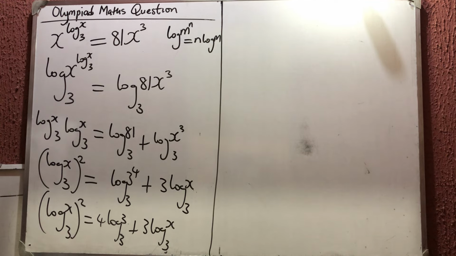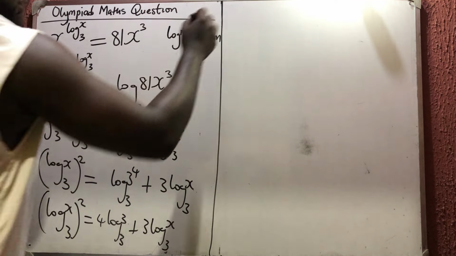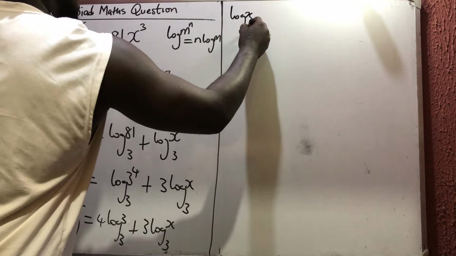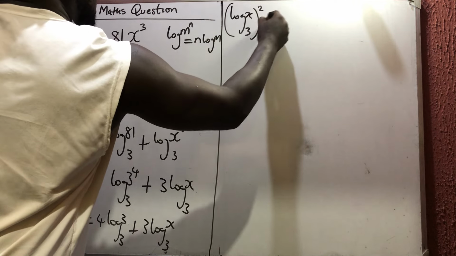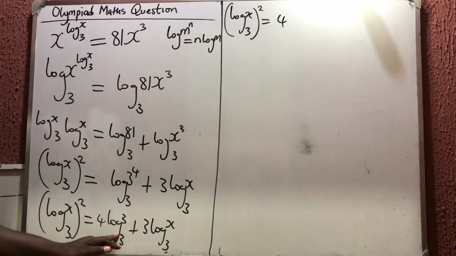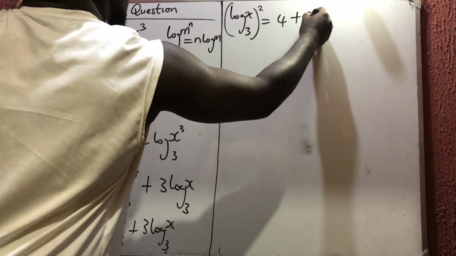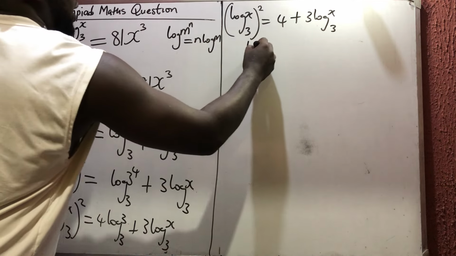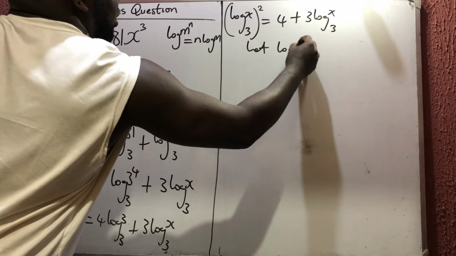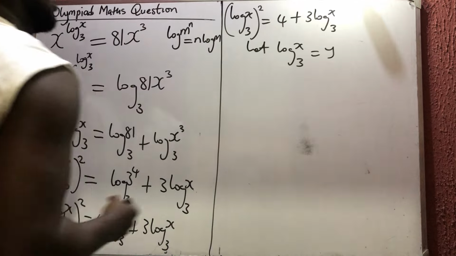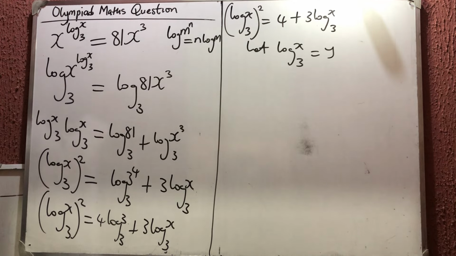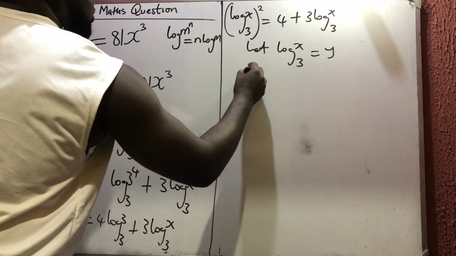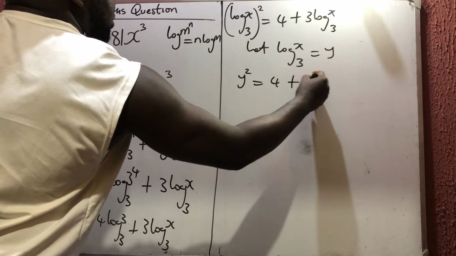All right, now this is very simple. When the log and the base are the same thing, the answer is just 1. So this is now log x base 3 all squared is equal to 4 times 1, which is 4, plus 3 log x base 3. Now, we can say let log x base 3 be equal to y. So anywhere we see log x base 3, we can simply put y. So y squared is equal to 4 plus 3y.